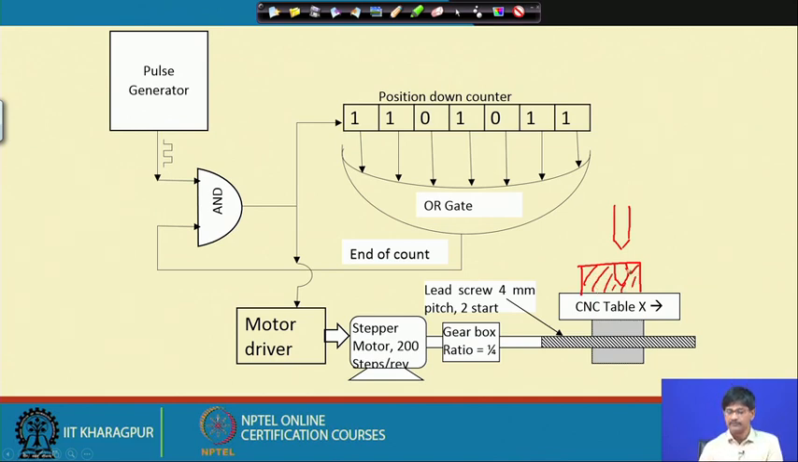So, when you are drilling, you are really not interested in controlling the speed. You should move at a reasonably high speed and achieve attainment of a particular location where drilling is to take place. So, this point to point control is very suitable for drilling, for spot welding, for jig boring, like that. Next.